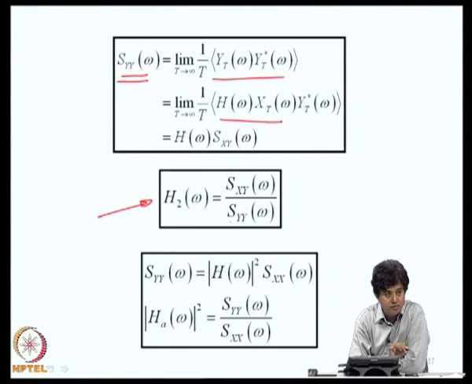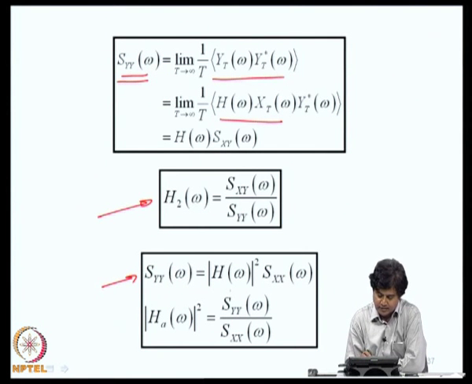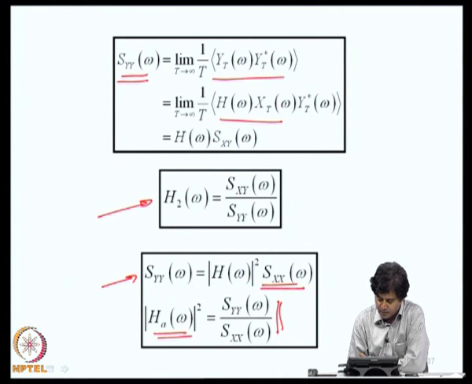Mathematically H1 and H2 are the same, but in an experimental work they will not be the same because of measurement noise and other issues. We also have Syy of omega as the square of the frequency response function multiplied by Sxx of omega. So, if you are interested only in the amplitude of the frequency response function, this is yet another formula for that. You divide the output power spectral density function by the input power spectral density, and you get this function.